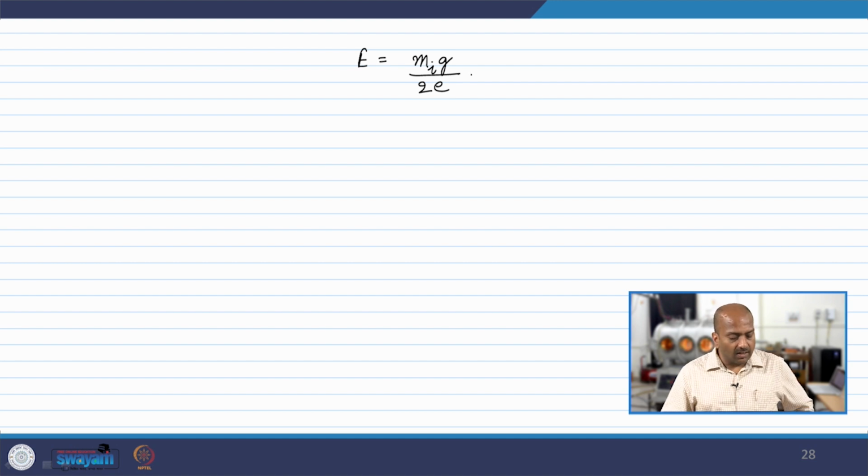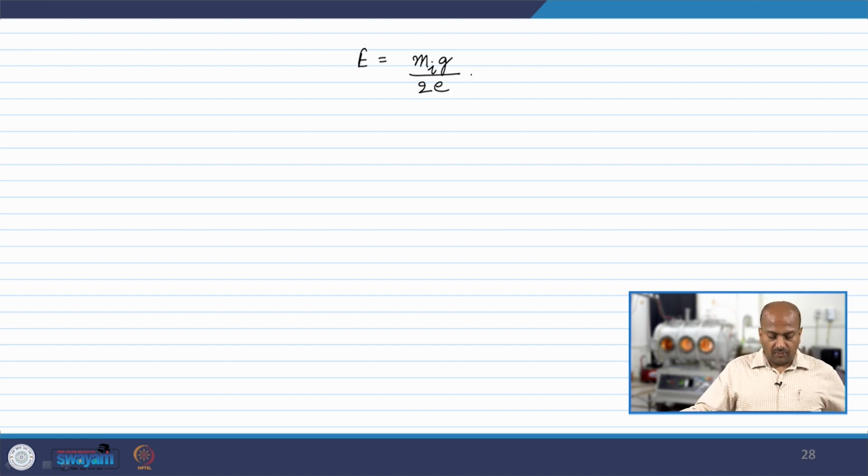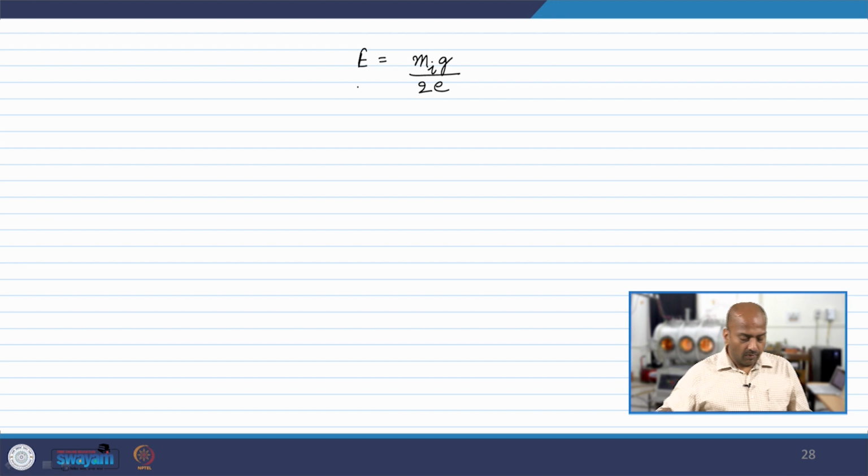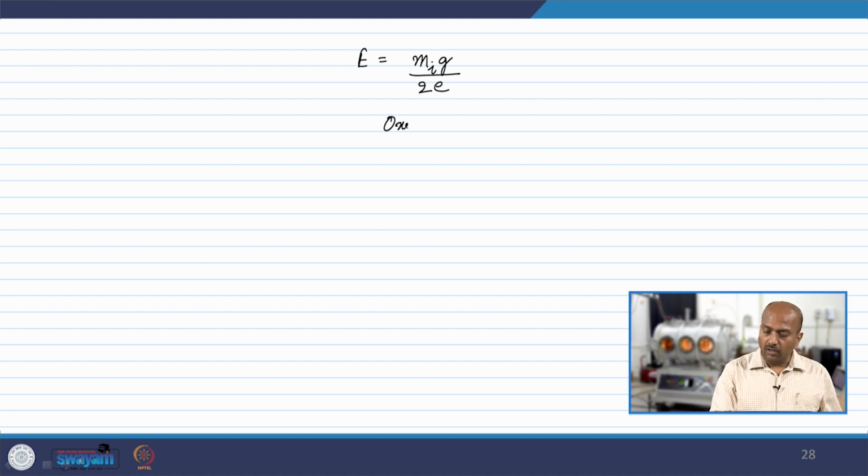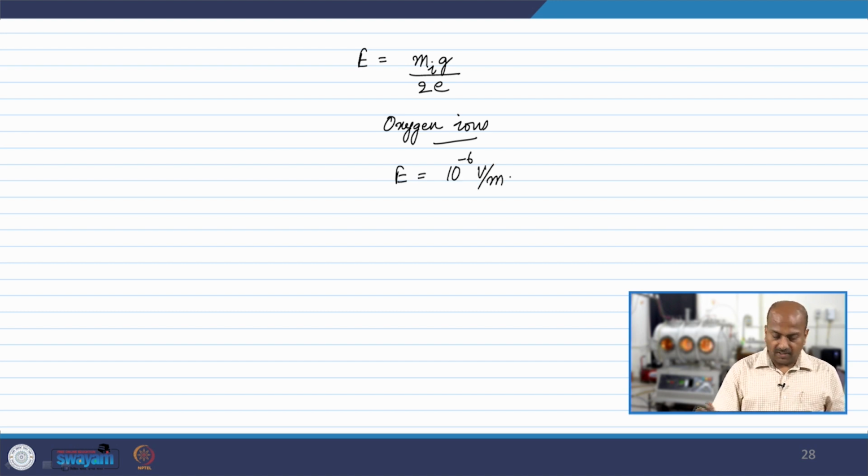Now, take for instance the case of Earth's ionospheric plasma, where the majority positive charge carriers are oxygen ions. Mi is the mass of the oxygen ion, and e is the charge of the electron. If you put that mass into perspective, you will realize that the electric field I am talking about is approximately of the order of 10 to the power of minus 6 units. This is the amount of electric field which is decelerating the electrons.